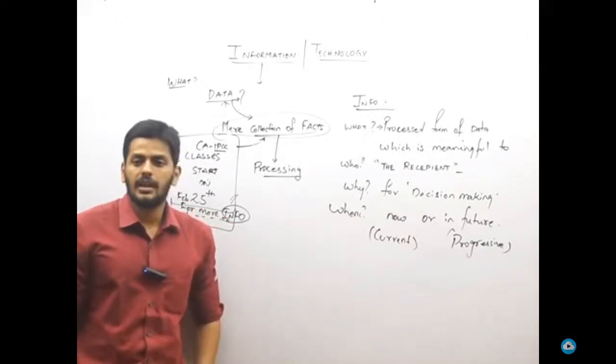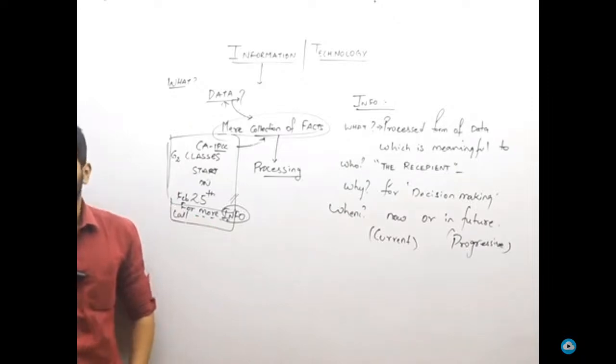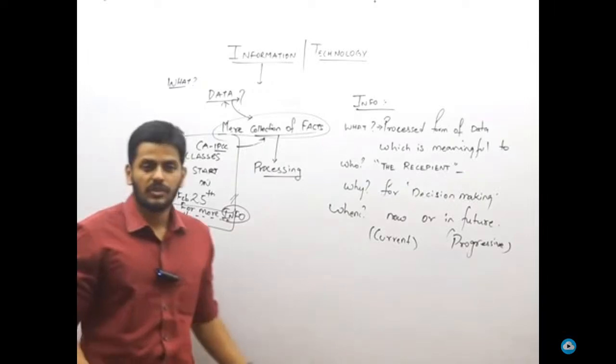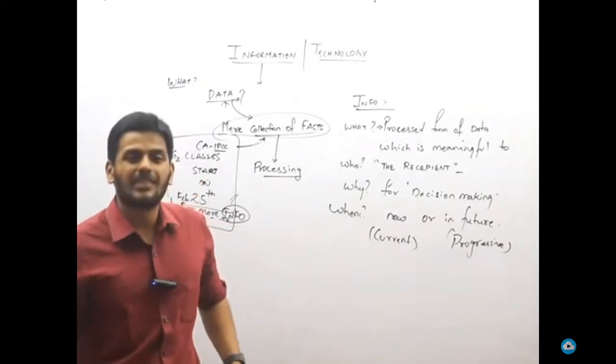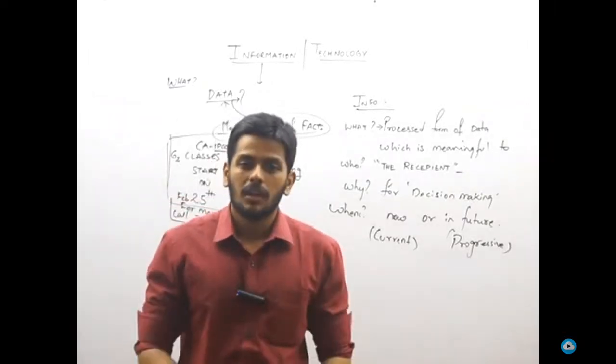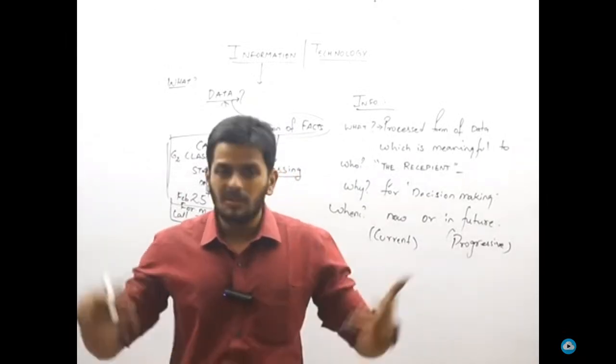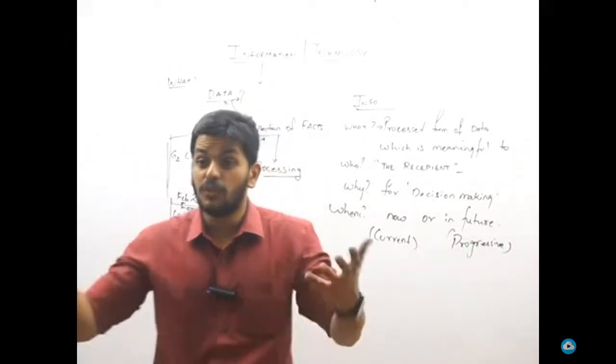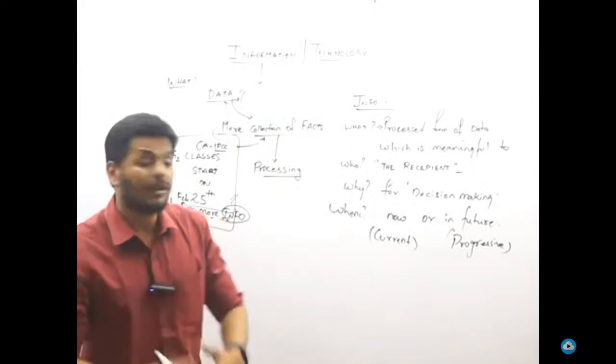Data is a random collection of facts and figures. That's a first and very simple definition, but that's not what we need. That's only raw. We need to process that. We need to make it more glorified. We need to use it for decision making and all that. So that makes a lot of sense.